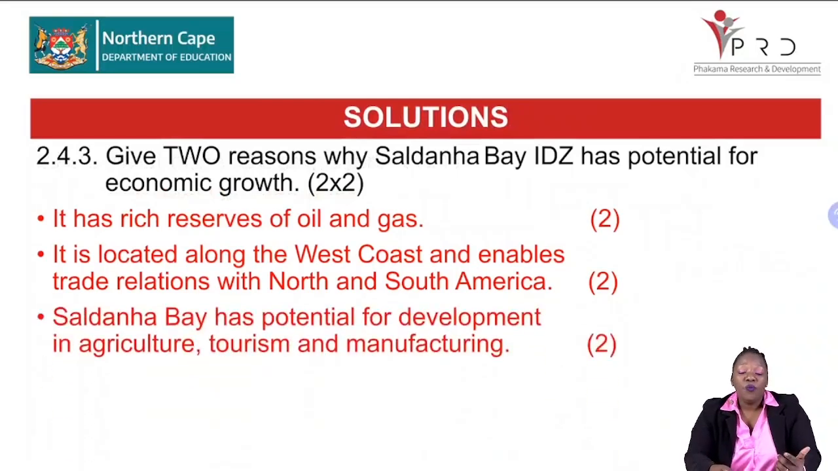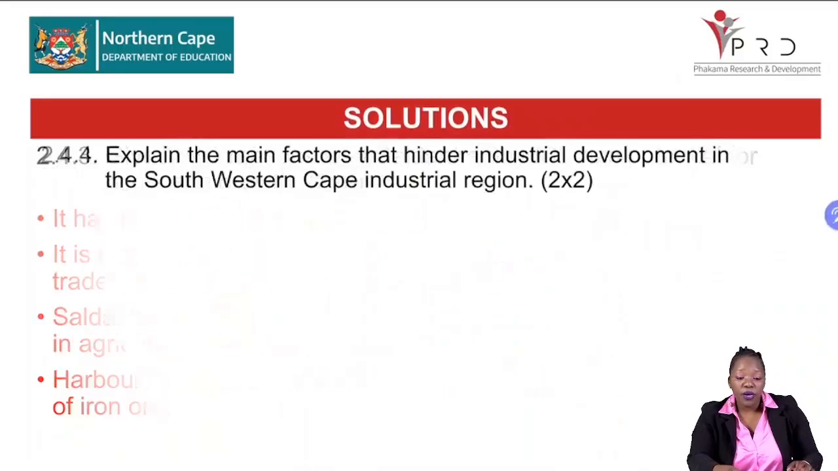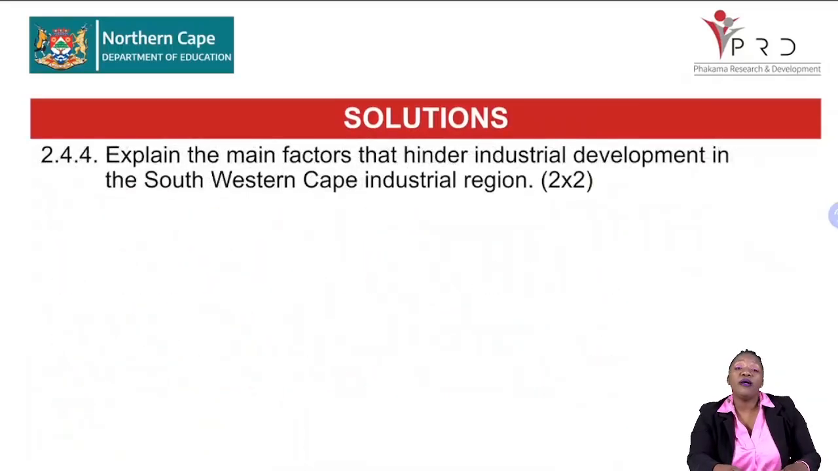And then we're looking at the Saldanha Bay. It also has the potential for development in terms of agriculture as well as tourism and manufacturing. You have seen that again in the infographic. Then also, as I've said, they have the harbor, which means they are able to trade in terms of iron ore. Then we're looking at your question number 4.